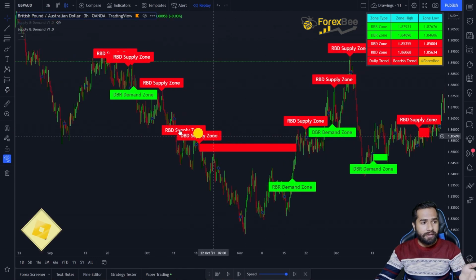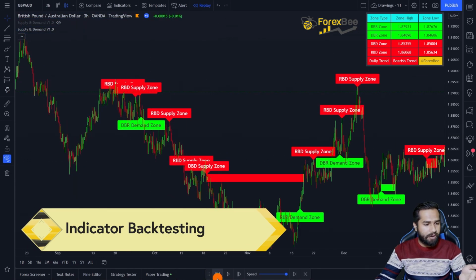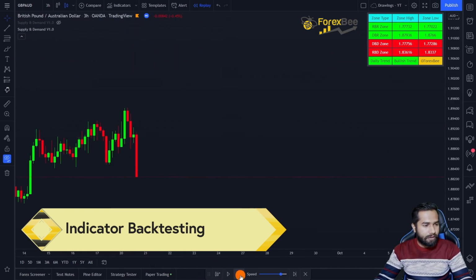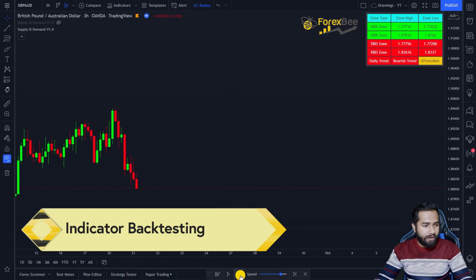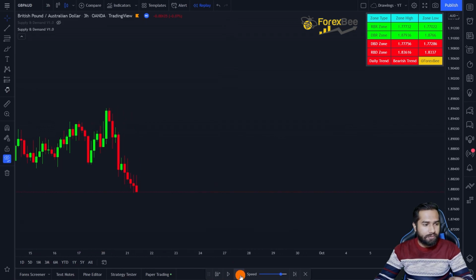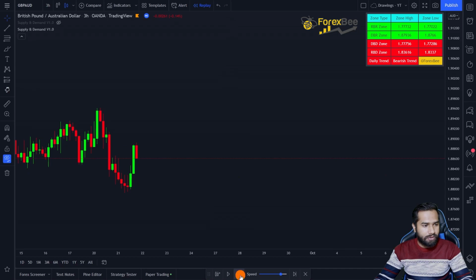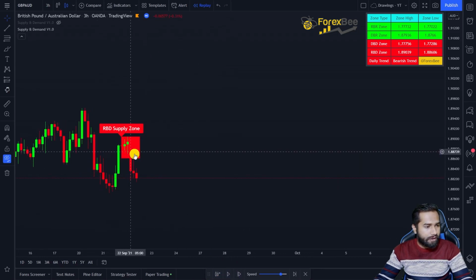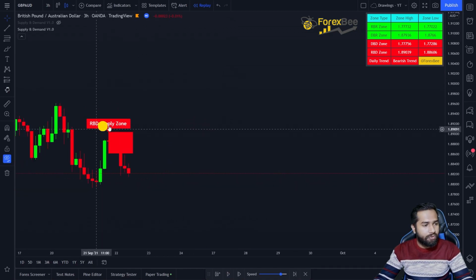So let's backtest this indicator. Let me just hit the replay bar, and let me go here. When we replay the market, the supply and demand indicator will identify the supply and demand zones for you. So let me just hit replay, and here you can see the indicator detected a rally based drop supply zone, and it drew a label as well.